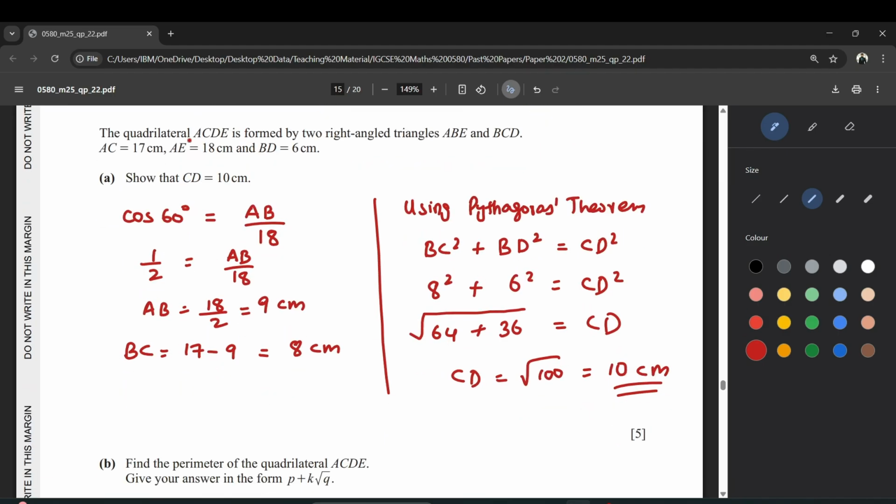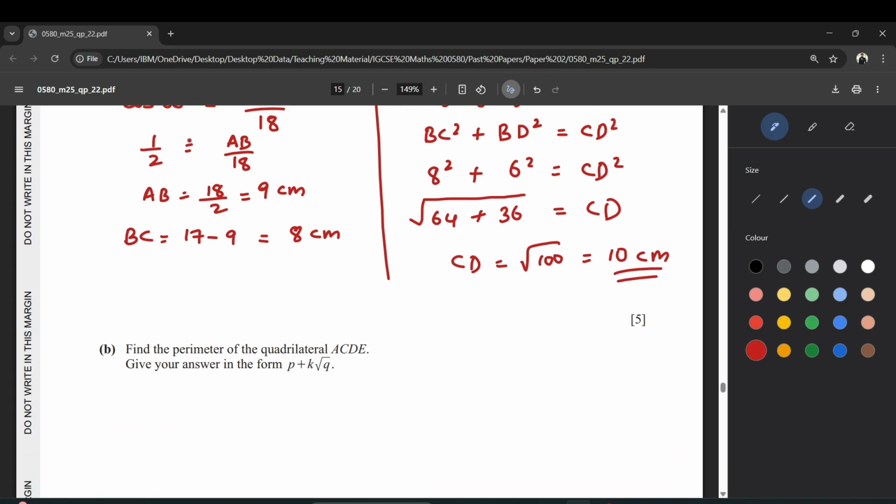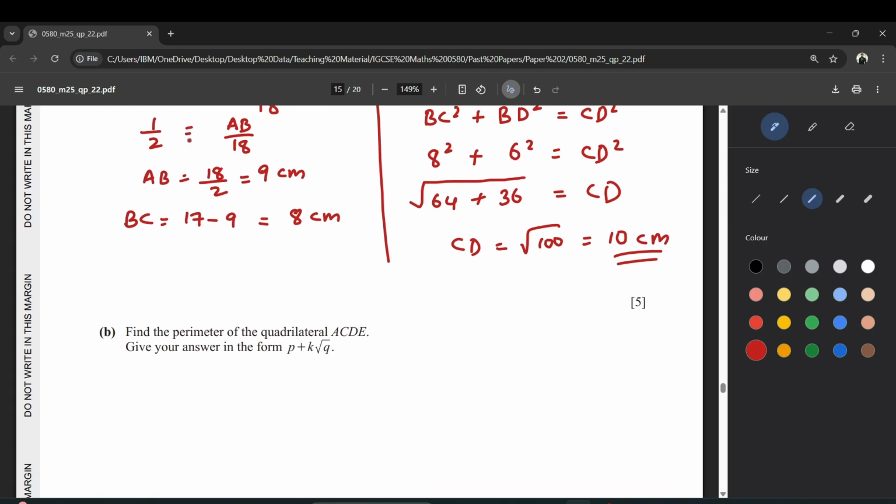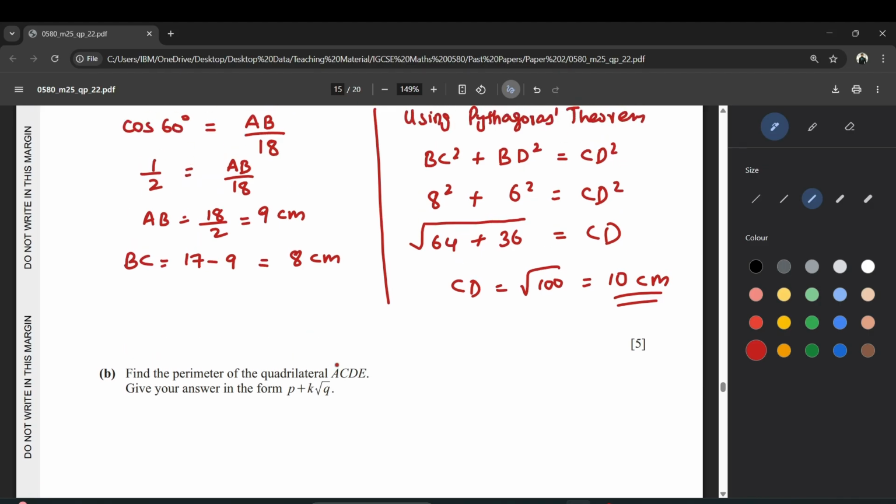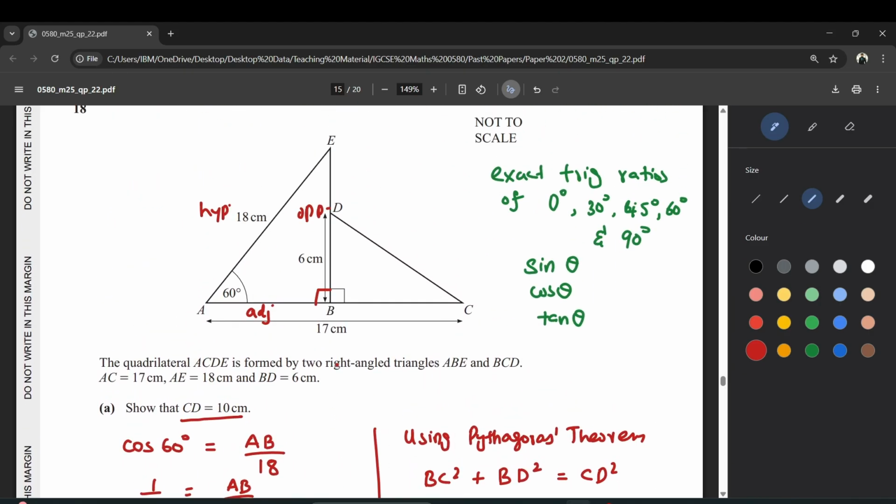Now because it has already given you the answer, make sure that you show all of these steps. Every single step is important. All right, then it says find the perimeter of the quadrilateral ACDE and give your answer in the form P plus Q root K. So we need to find the perimeter of quadrilateral ACDE.